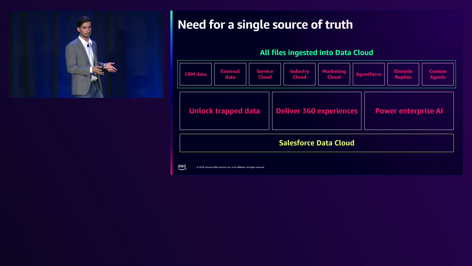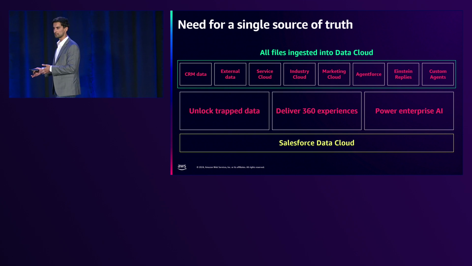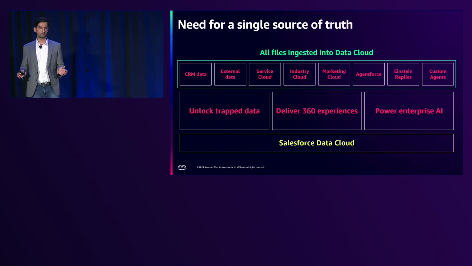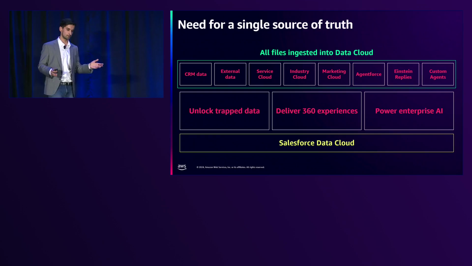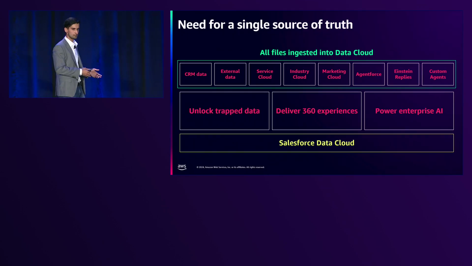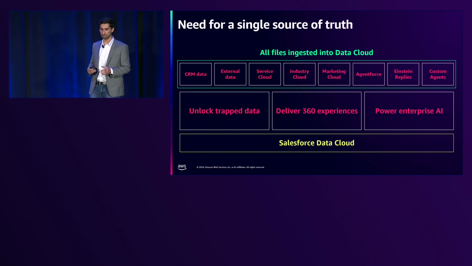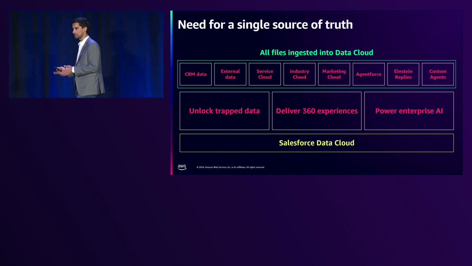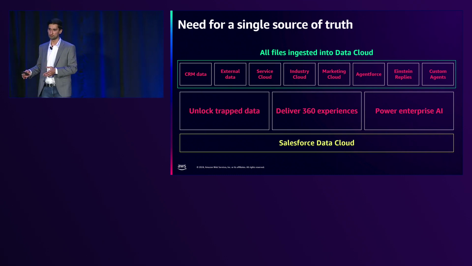These are file attachments core to the CRM platform itself, such as your accounts, opportunities, and cases, and also third-party sources like S3, which I previously mentioned. We have a suite of different product offerings within Salesforce, all the way from Service Cloud, Industry Cloud, and Marketing Cloud, and all these different products want to leverage Data Cloud to deliver 360 experiences for their customers. And finally, all of Salesforce's AI services and agents will be leveraging the data within Data Cloud for grounding purposes.